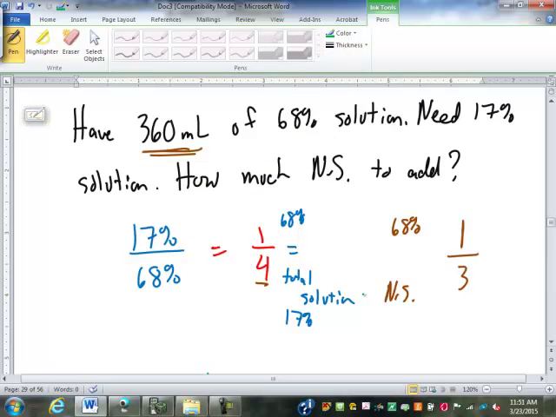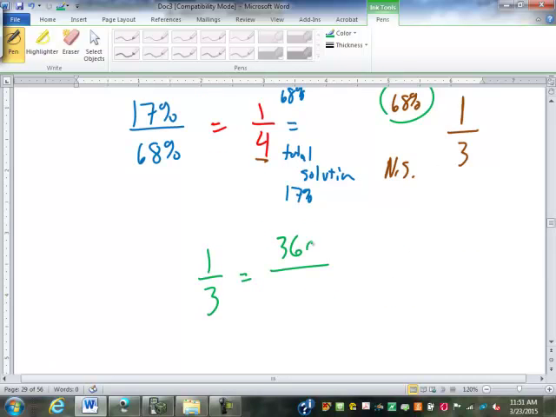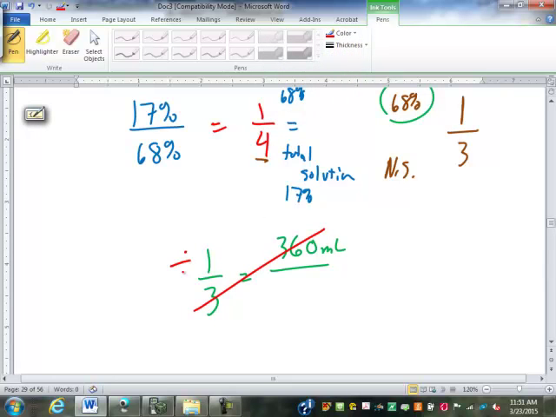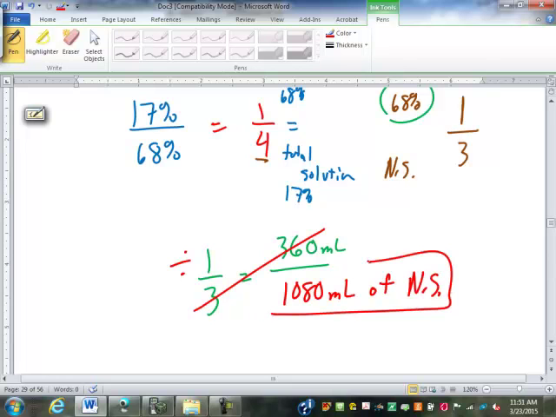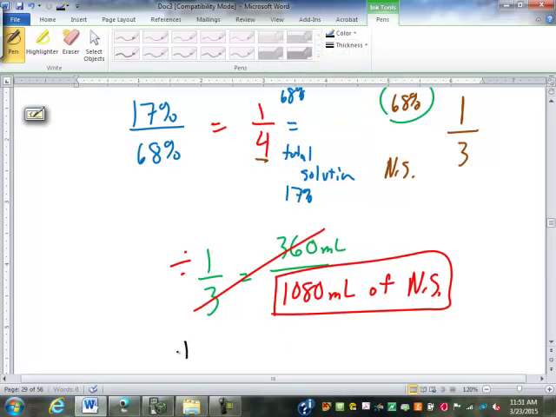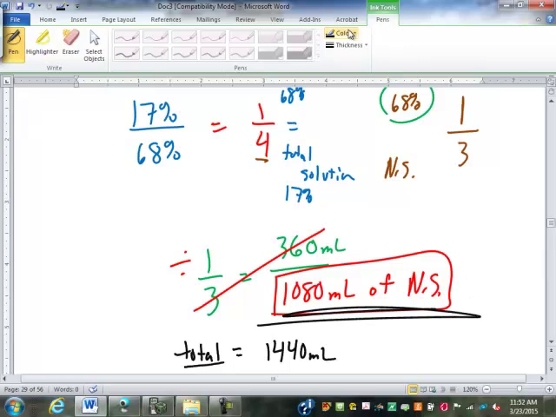The 360 milliliters represents the 68% that goes on top. We cross multiply and divide. 3 times 360 divided by 1 is going to give us 1,080 milliliters. Now that is not the total solution. Remember, the 3 here represents the sterile water that is added, normal saline. The total volume, if we had wanted that, we didn't ask for it in this problem, would be 1,440 milliliters. But in this case, we're just looking for the amount of NS.